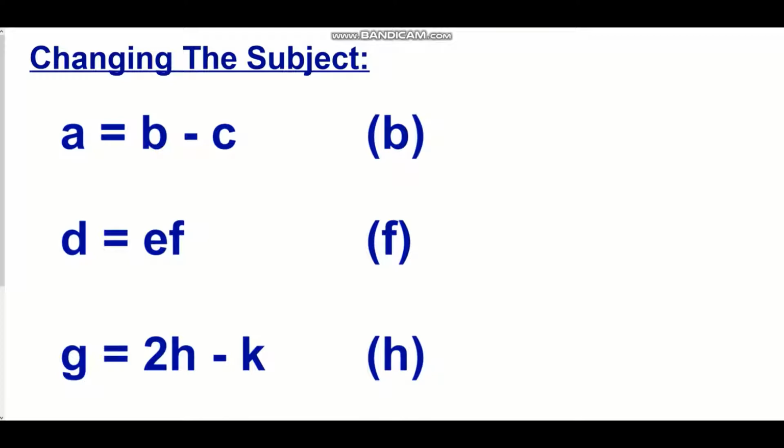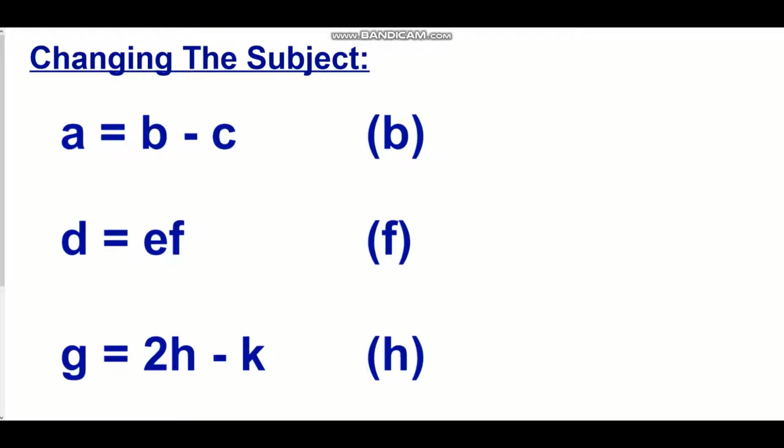Okay, so let's look at a few examples of this. In each case here, the letter in brackets, B, F, and H, I'm going to make the new subject of the equation. So that means I'm going to change that first equation, A equals B minus C, so that it reads B equals something. It'll be the same equation, it'll just be rearranged so that B is the subject and A and C are the substantive terms.